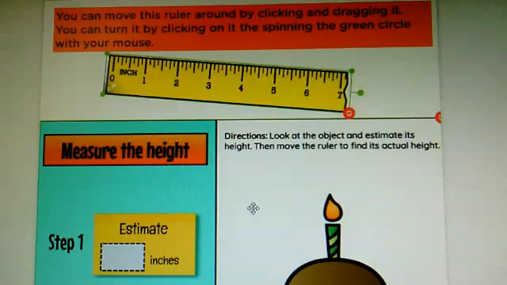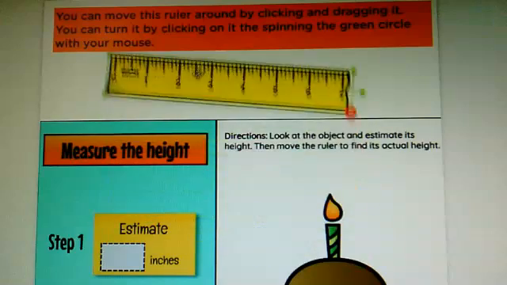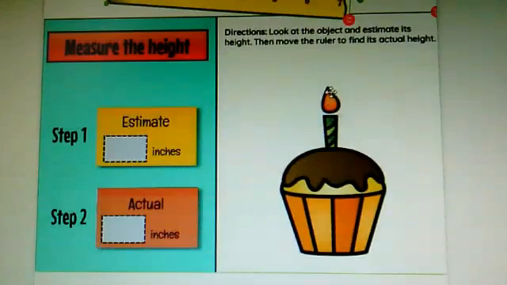We call that a manipulative. Here are the directions. Look at the object and estimate its height, then move the ruler to find its actual height. So you're actually going to move this ruler. You can click and drag. You need to figure out the height of this cupcake from the tip of the candle to the base of the cake. If I was guessing, I would say maybe it's 4 inches. I don't know, maybe 4.